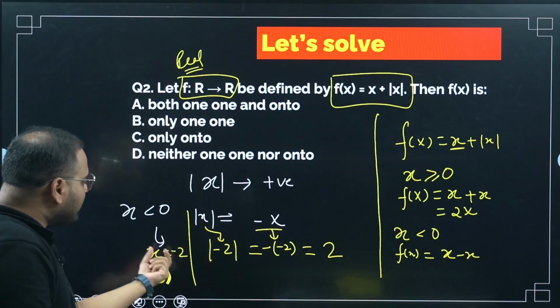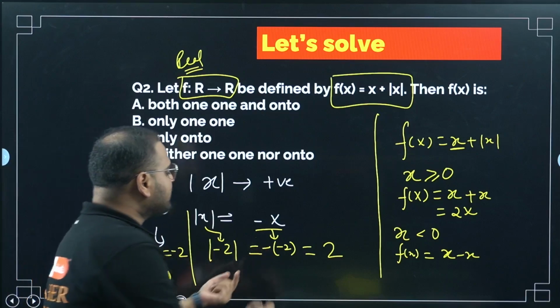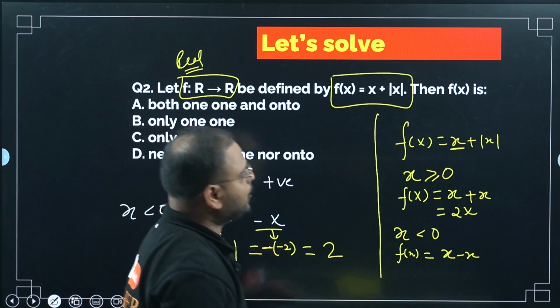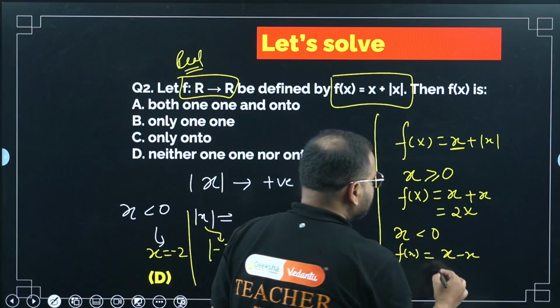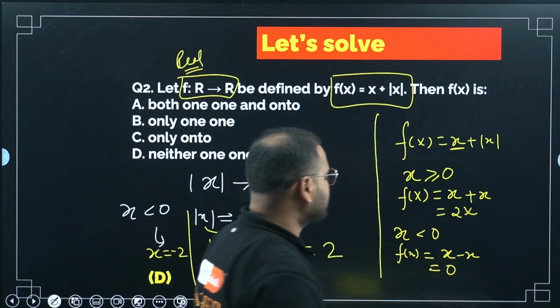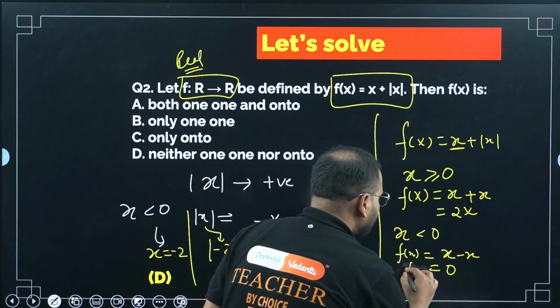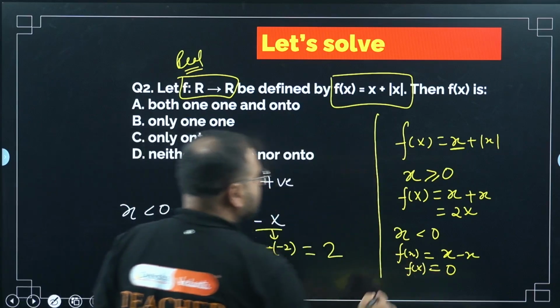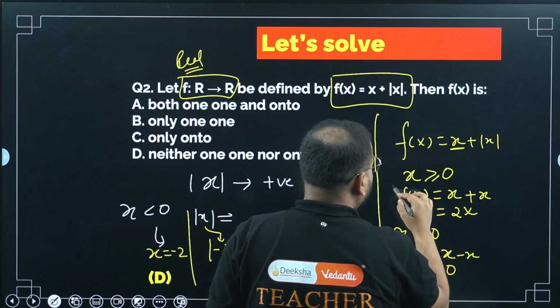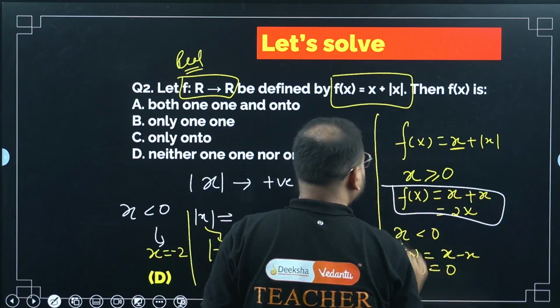So to make the minus 2 positive, the mod opened with a negative sign. Okay sir, chaliye. So then this will become x minus x. What is the answer? 0. So f(x) is equal to 0. Very important to know this part. This is my f(x), 2x.